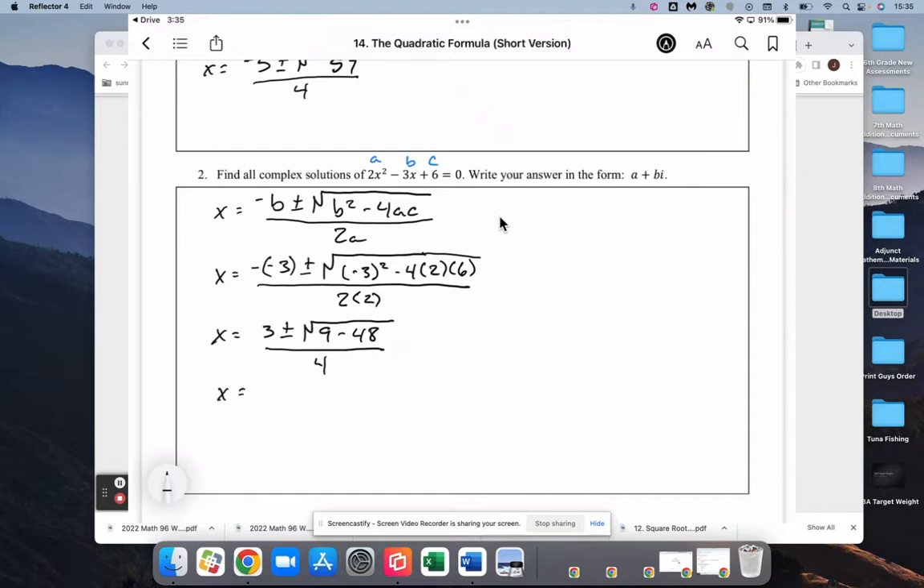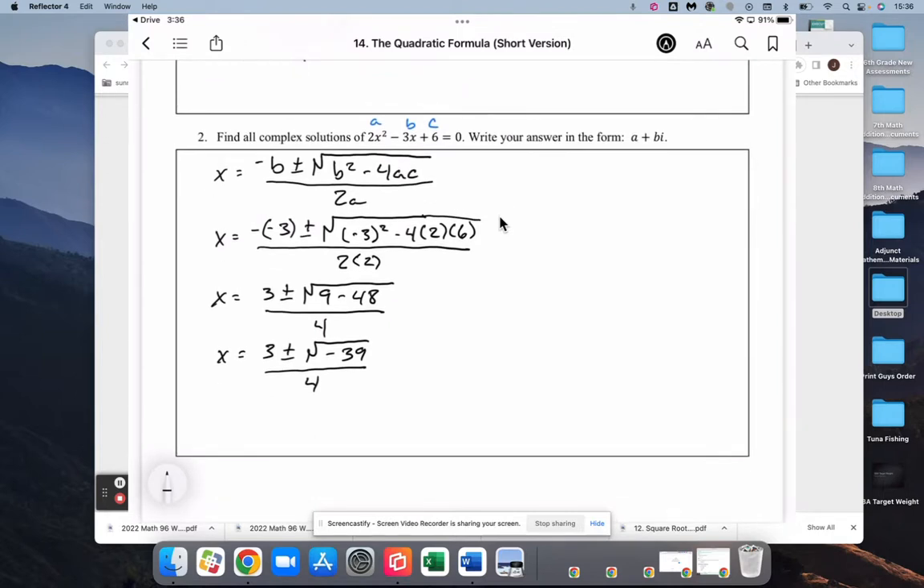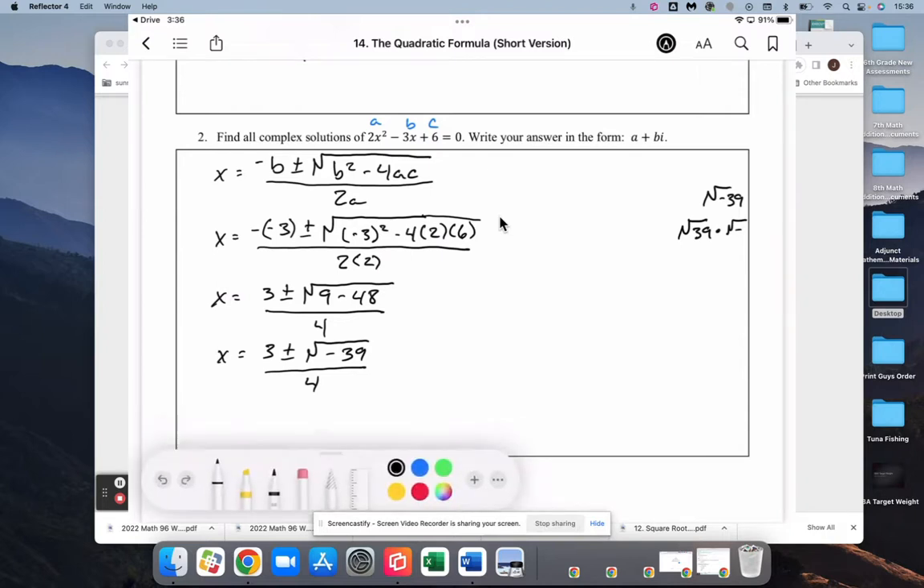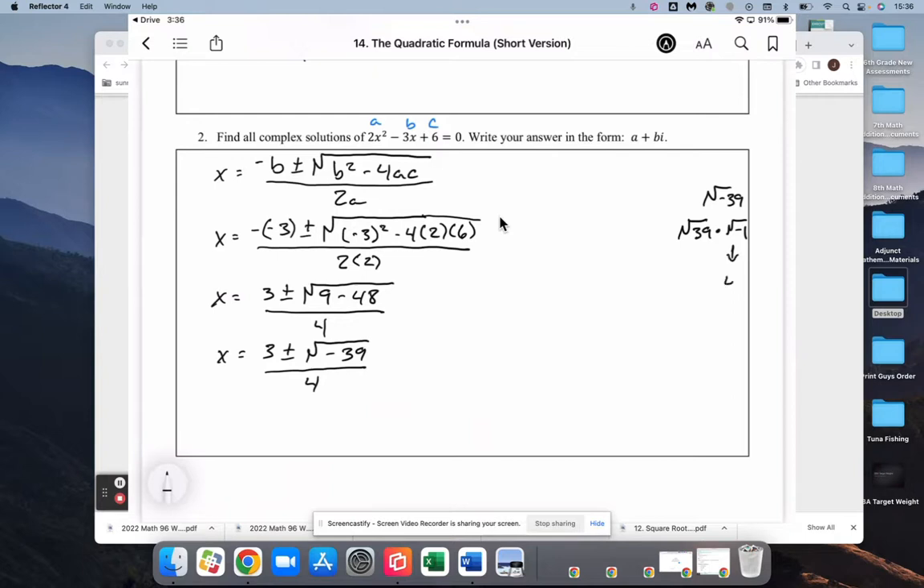And then x is equal to 3 plus or minus the square root of negative, what is that going to be, negative 39 over 4. And so now, since we've got a negative 39 in there, we need to remember, I'm just going to do this over here on the side a little bit, that the square root of negative 39 is the same thing as the square root of 39 times the square root of negative 1. And negative 1 can be rewritten as i. So that will be the square root of 39i.